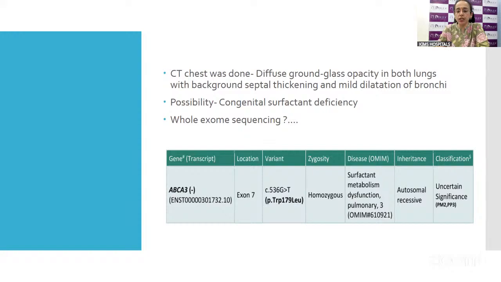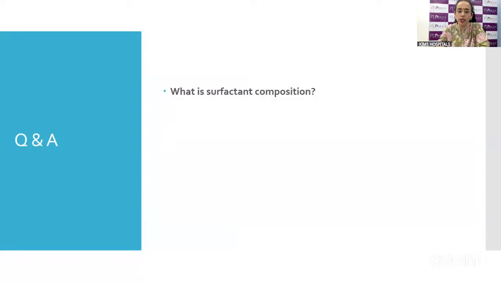This is the gene which is seen in the pathway of surfactant metabolism, and this gene mutation is inherited in an autosomal recessive manner. So the attenders had to withdraw the baby because the baby could not be weaned out of the non-invasive mechanical ventilation support.